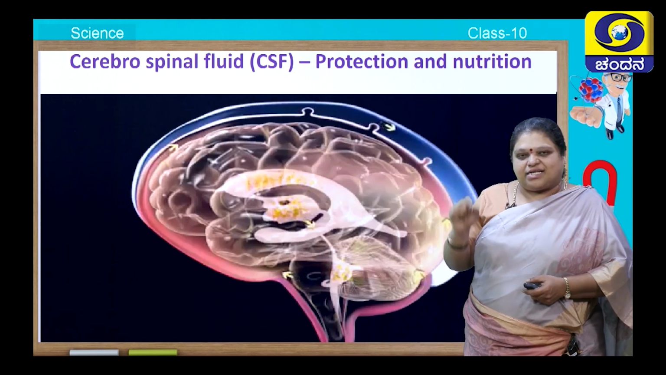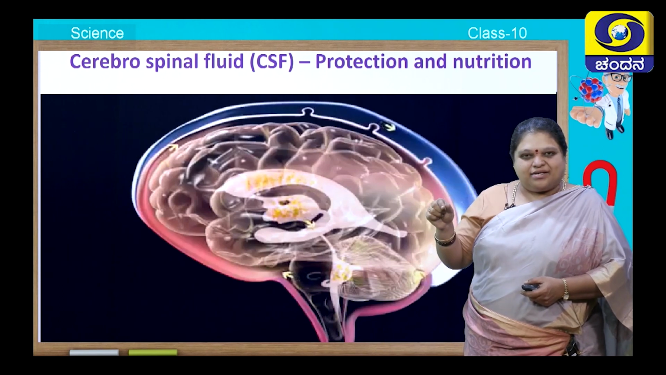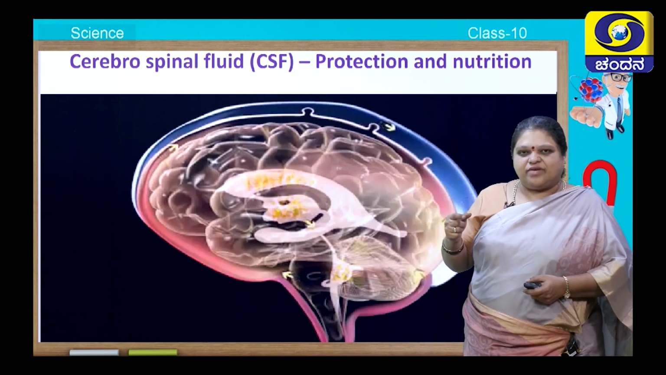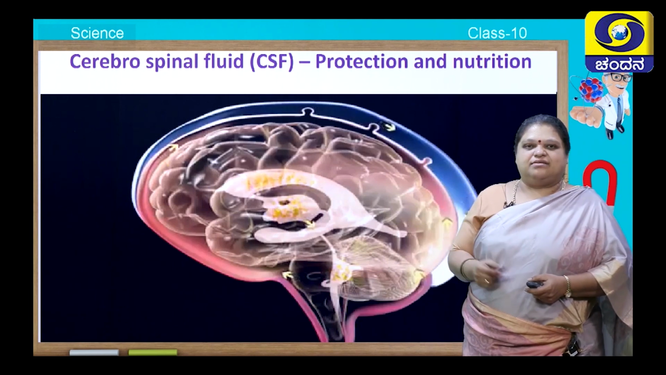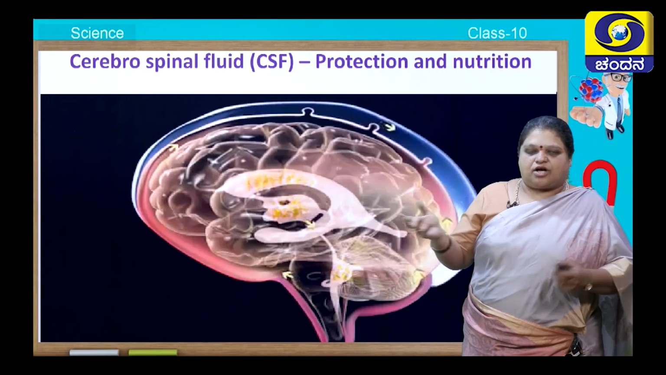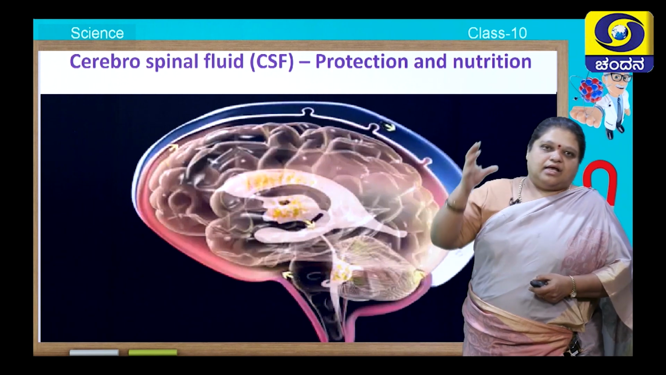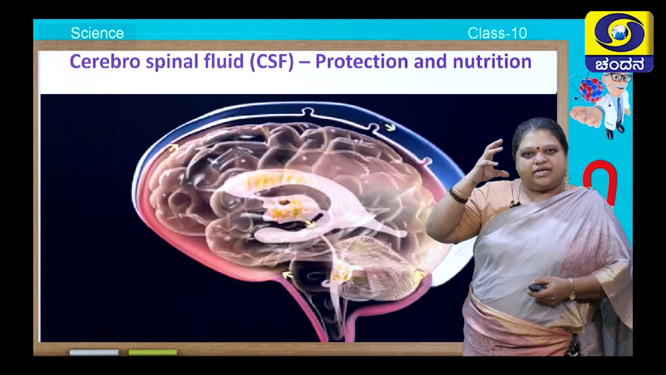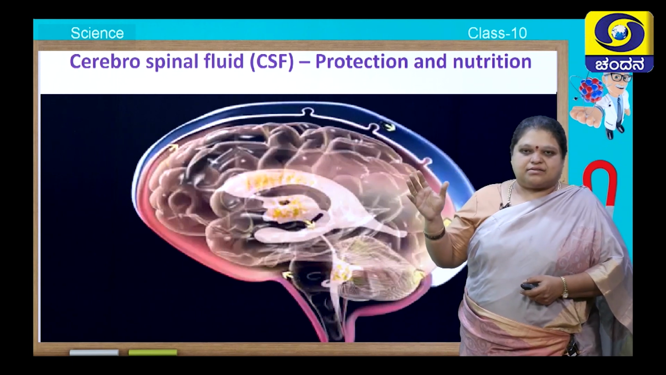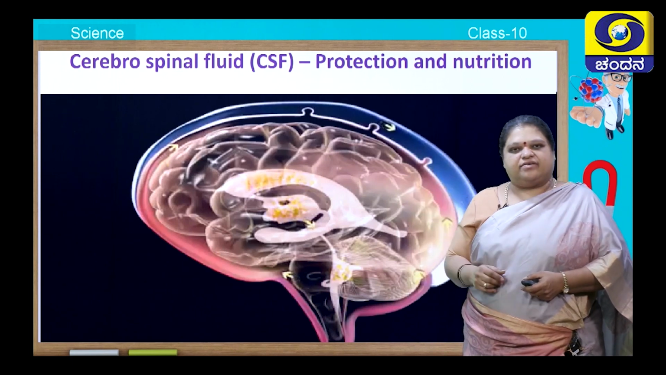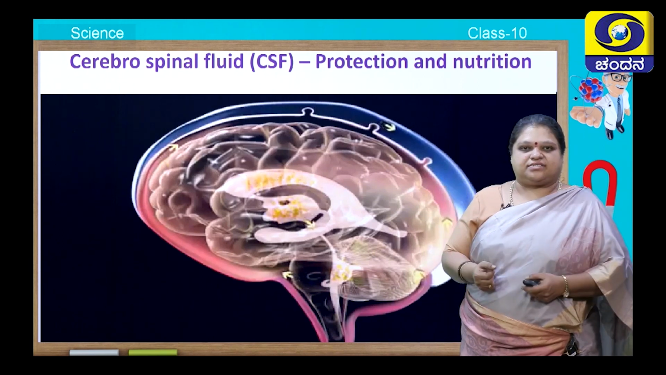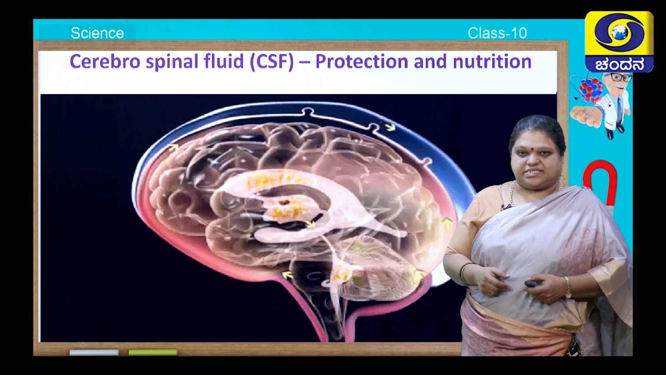That is why it is called cerebro means brain, spinal means spinal cord, fluid, it is a fluid. This one will provide protection, that is, it acts as shock absorber. Shock absorber means there should not be any impact on the brain when there is a head injury. This cerebrospinal fluid will act as shock absorber from any minor head injuries. So it is somewhat protective in nature.